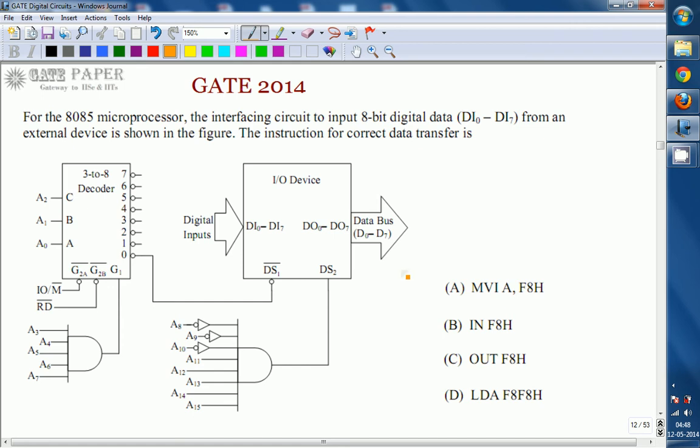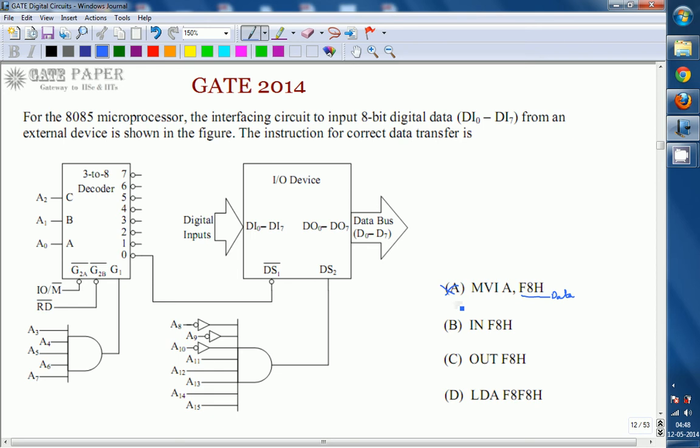Look at the first option, that is MVI A, F8H. Move immediate is going to load the 8-bit data into the accumulator. So what you are going to get over here is data. F8 will be treated as data, it is not an address. So this is not the right answer.